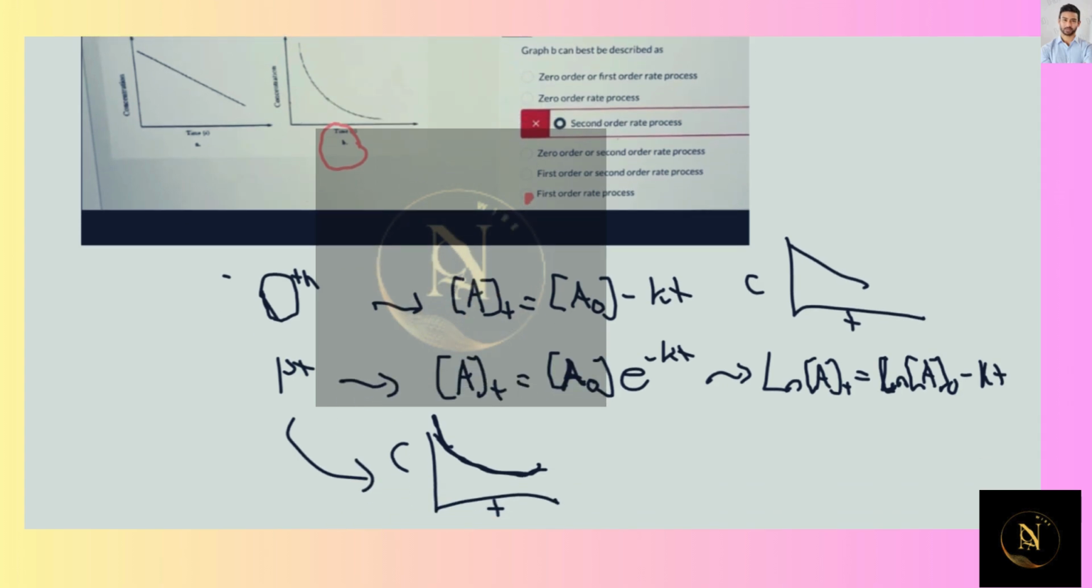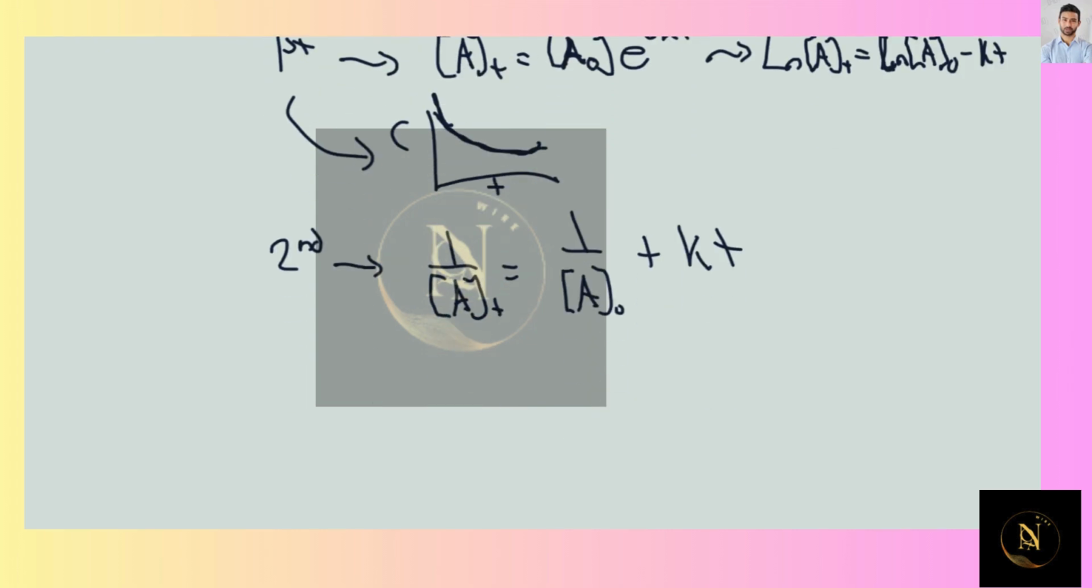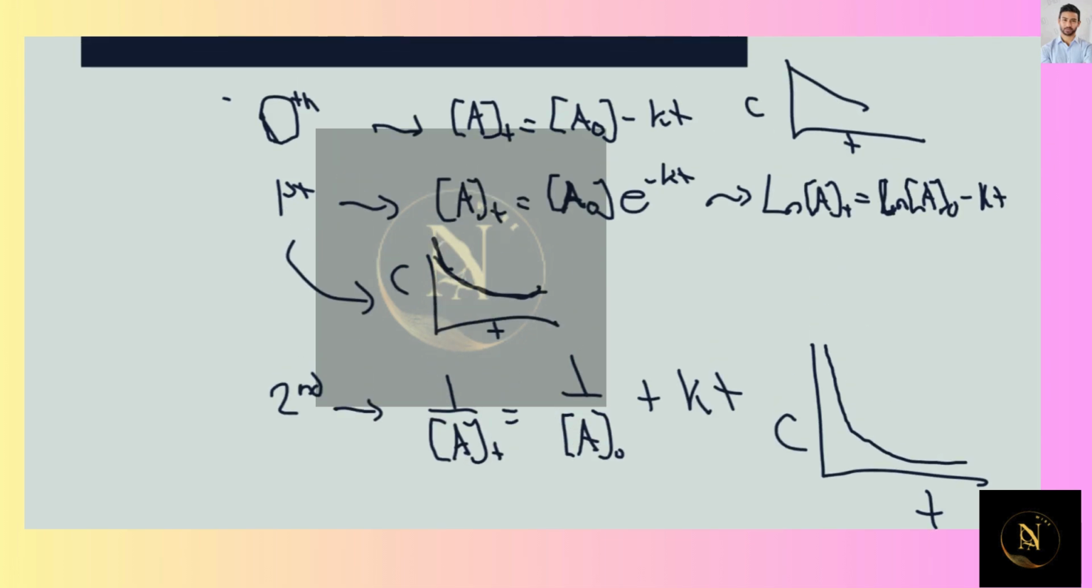But just to ensure what is going to happen on the next scenario, for a second order process, what we're going to get is that 1 over the concentration as a function of time would be equal to 1 over the initial concentration plus k times t. In this case, if we graph concentration versus time in the second order process, the shape is going to be very similar to the exponential decay.